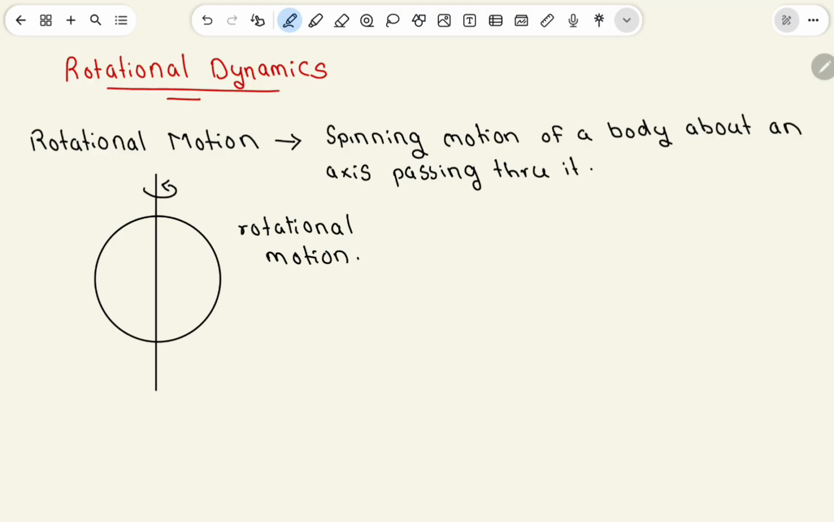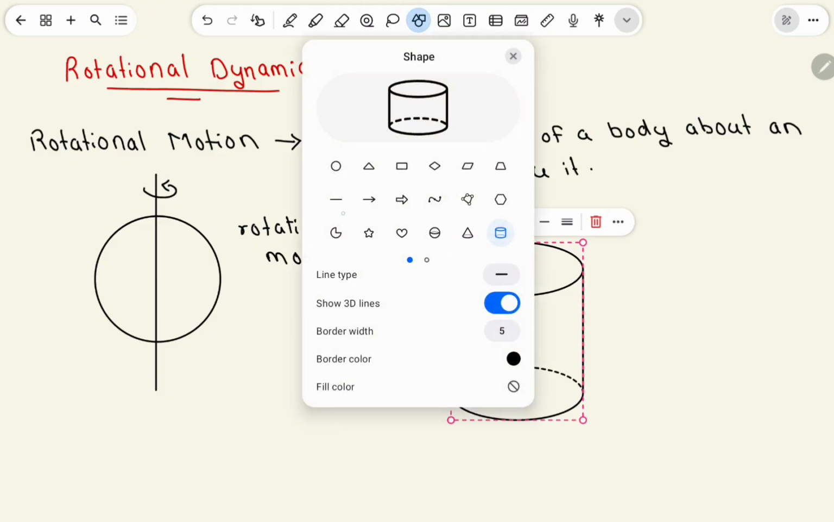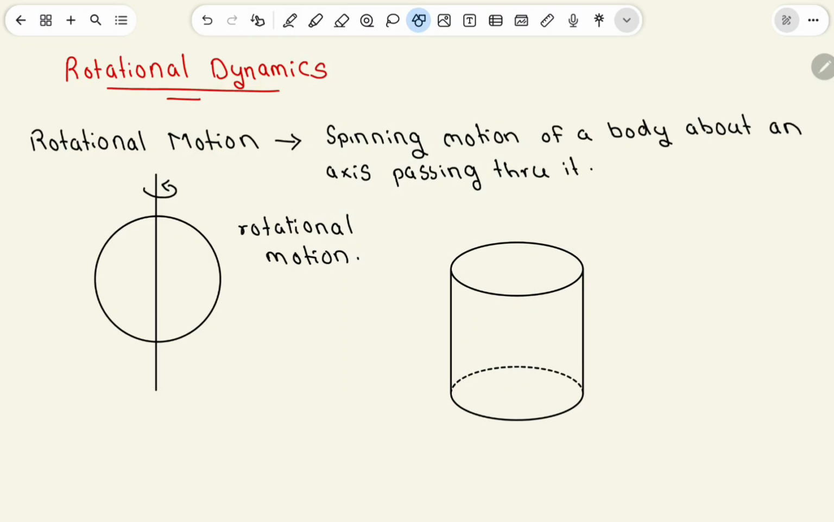So, the axis for rotational motion has to pass through the body. If the axis is lying outside the body, we won't be able to call it rotational motion. So for example, let's say if I have a cylinder, let's draw a cylinder. So I have a cylinder over here, and let's say I'm drawing an axis like this, and this is the axis. So about this axis, the motion is called as rotational motion.